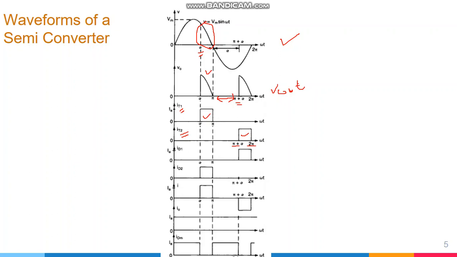Then we move on towards the current waveforms from the diodes ID1 and ID2. ID2 and IT1 were operating at the same time. Therefore the same current will flow from both of these, and the duration will be from alpha to pi. And similarly IT2 and ID1 were operating together. Therefore the same value of the current peak, RMS, and the same wave shape will be flowing from both of these.